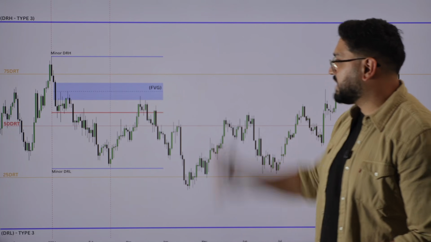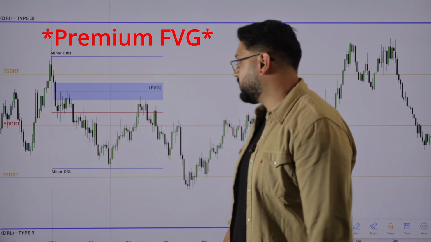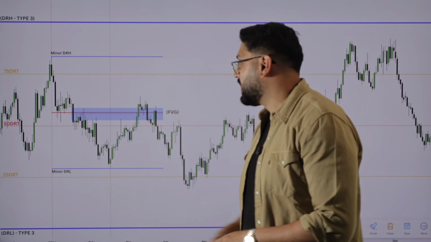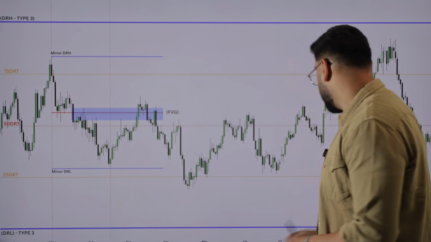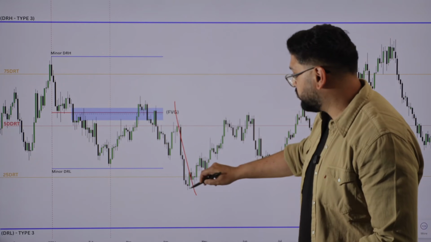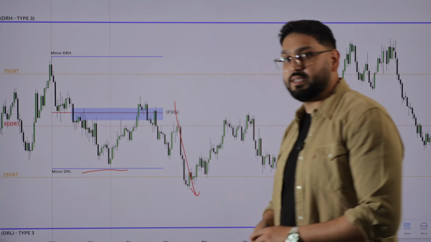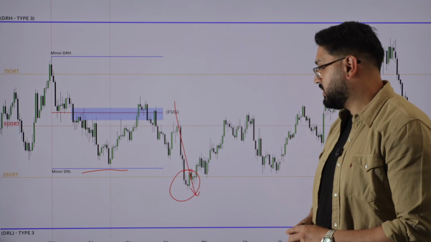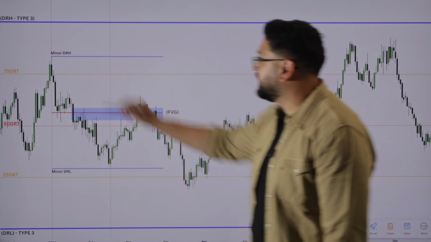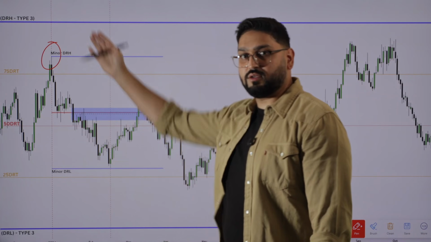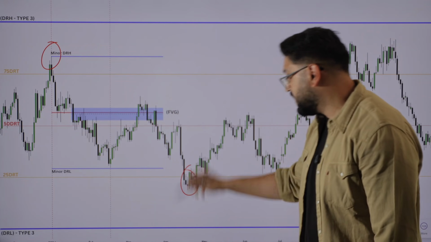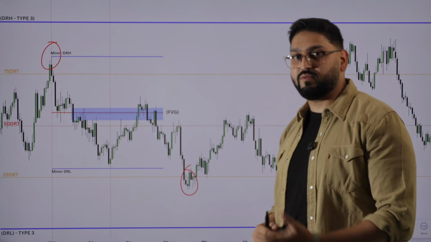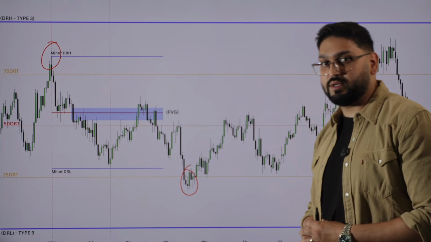We see the market reprice higher into a fair value gap. Again, now we have another fair value gap at that 50 DRT level. This is a reclaimed fair value gap. And then we see the market drop lower back below that minor dealing range low and into an extreme discount. Notice here how we're leaving a high in an extreme premium and a low in an extreme discount. This is extremely typical of a type 3 dealing range inside of a consolidation market.